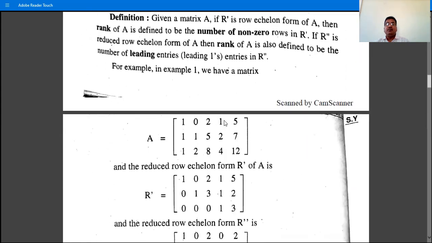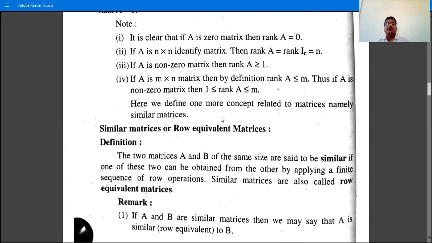That is, the rank of I2 is 2, the rank of I3 is 3, the rank of I4 is 4. The next note is: if A is a non-zero matrix, then the rank of A is greater than or equal to 1. That is, if the matrix is non-zero, meaning at least one entry in the matrix is non-zero, then its rank is greater than or equal to 1.